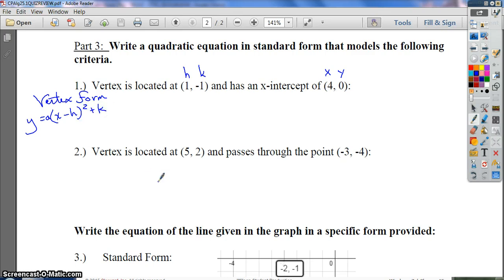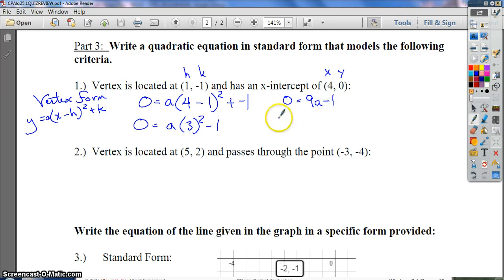Okay? So let's plug some of this stuff in. Y is 0. A we don't know. X is 4 minus h, squared, plus negative 1. This is k. So I'm going to do 4 minus 1 is 3. 3 squared is 9a minus 1. So I'm going to add 1 over, divided by 9. So a is 1/9.